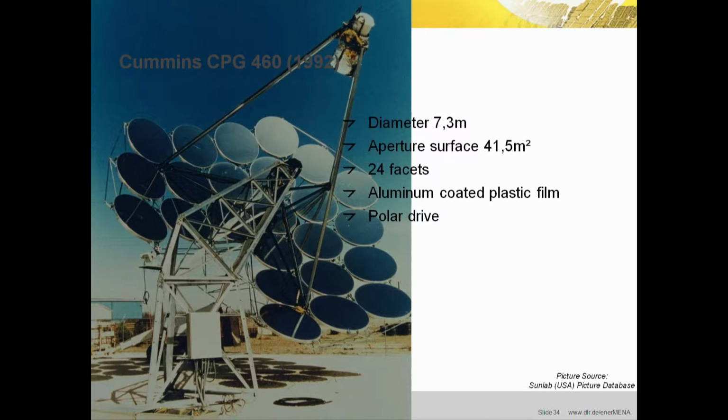Cummins also designed a dish system for this engine. There's only one prototype, which was built in 1992. The diameter is 7.3 meters, aperture surface 41 square meters, 24 stretch membrane facets with aluminum coated plastic film. It used a polar drive system for the tracking.